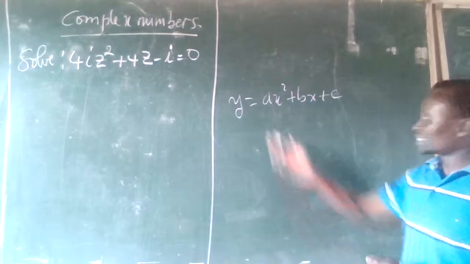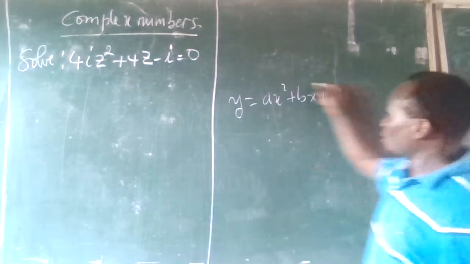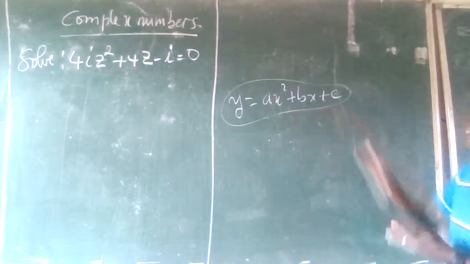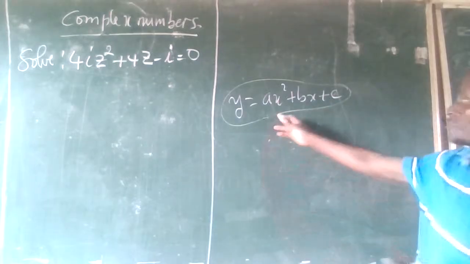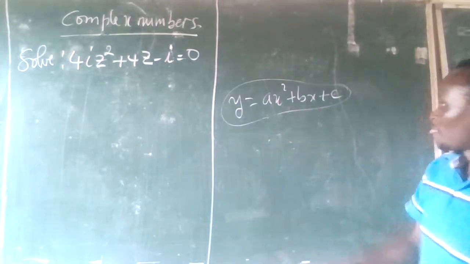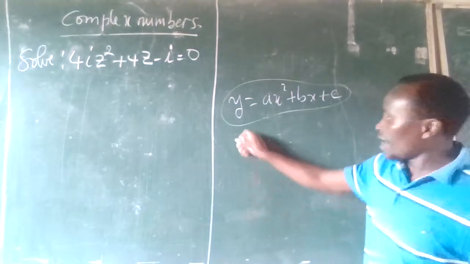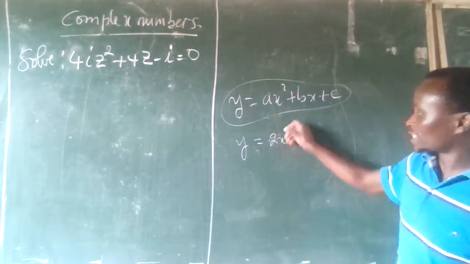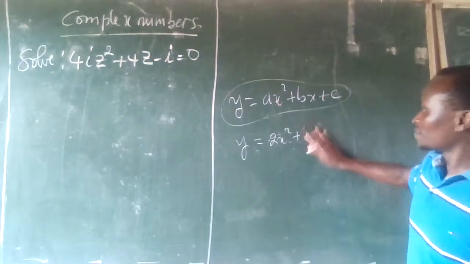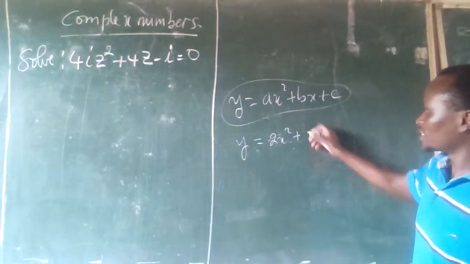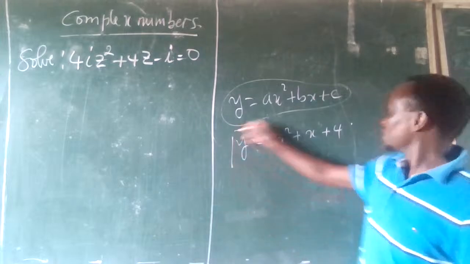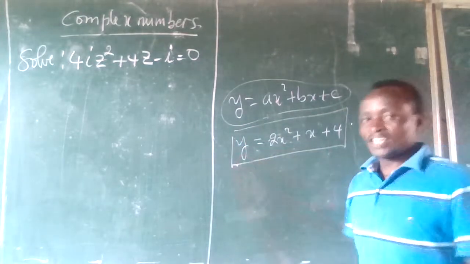So in a quadratic equation, we should apply this formula in a mathematical problem, for example when you have y equal to 2x squared plus x plus 4. This is a form of quadratic equation.